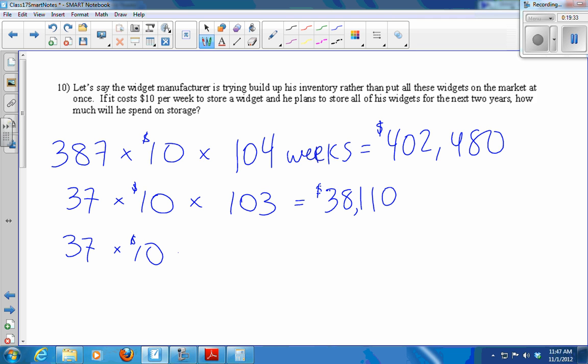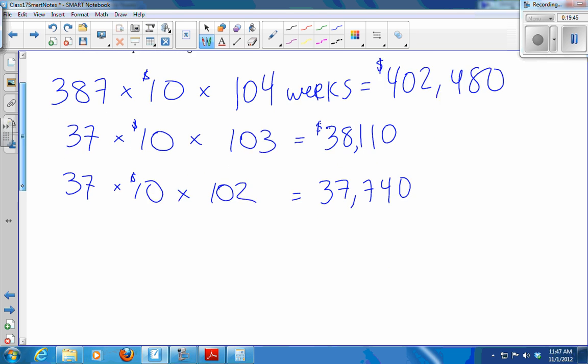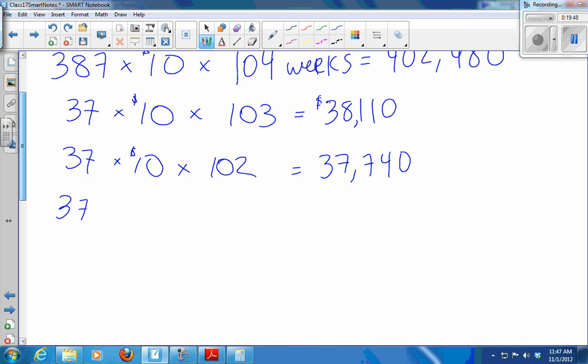Okay. And then the next week after that, I'm going to produce 37 more times $10 a week for each one times 102 weeks. Because it took 2 weeks to get these made, so I only have to store them 37,740. Good. And then I'm going to keep doing this, right? I'm going to do 37 times 10 times 101.